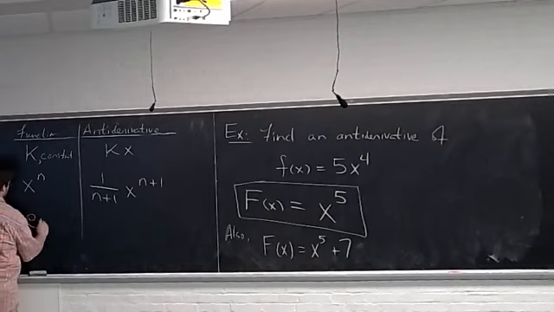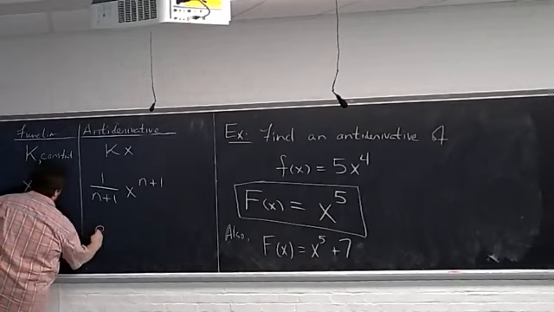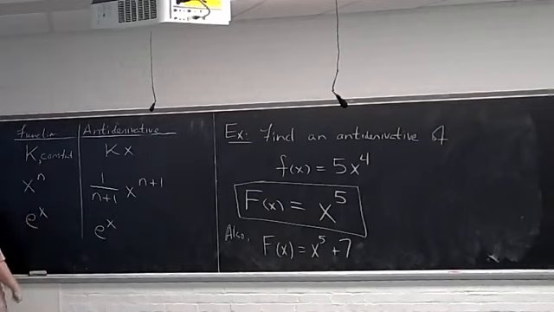Next, the derivative of e to the x is itself. So an antiderivative of e to the x is e to the x. So this is going to be a chart with 9 antiderivative rules. The next 6 are just going to reverse the trig derivative rules.